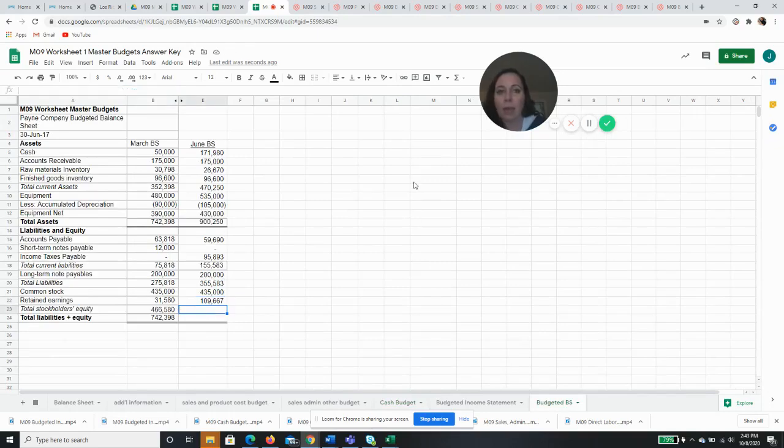So I'm going to add up my total stockholders' equity, which is going to be my common stock plus my retained earnings. I get a total of $544,667. Here's the moment of truth. This tells us whether we're done or whether we have to go back to the drawing board. Our liabilities of $355,583 plus our stockholders' equity of $544,667 equals $900,250. Our assets equal our liabilities plus equity.